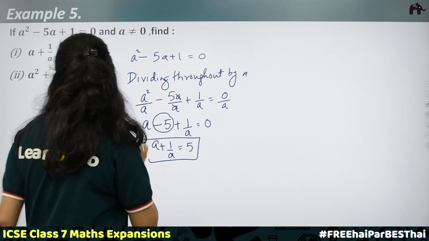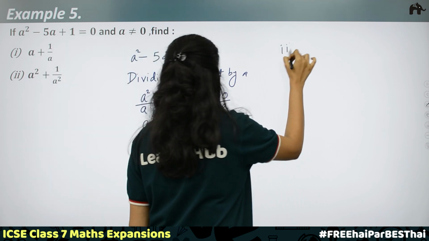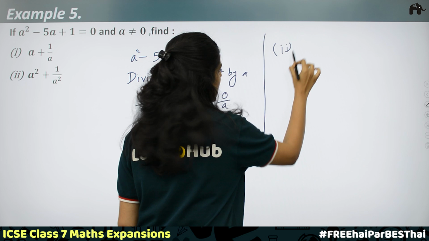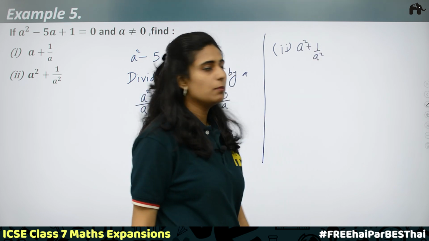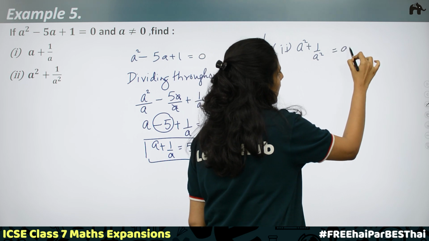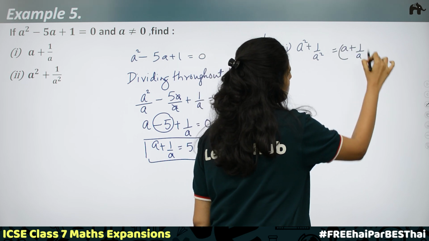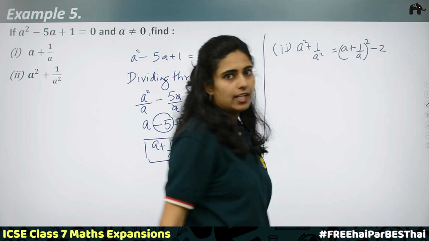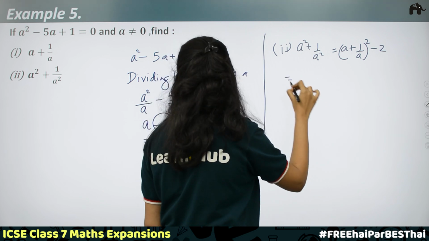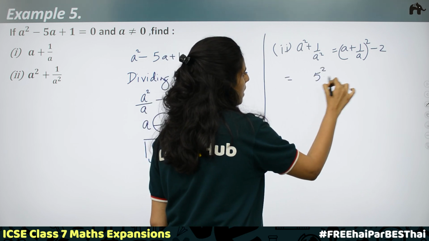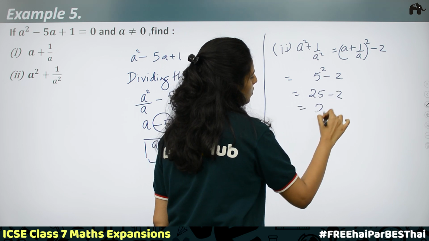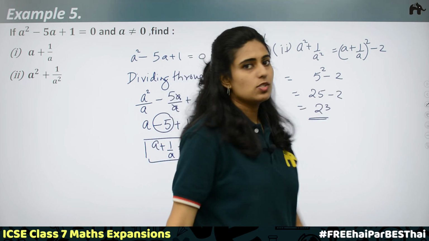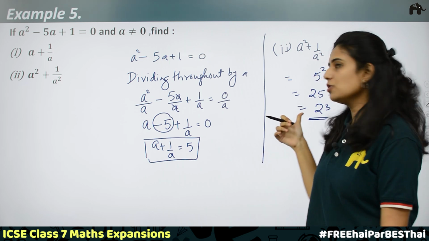Okay. Now, the second part of the question, we have to find what is a square plus 1 by a square. A square plus 1 by a square will be equal to a plus 1 by a whole square minus 2. We are using the identity, and that is equal to 5 square minus 2, 25 minus 2, which is equal to 23. So, a square plus 1 by a square is equal to 23.